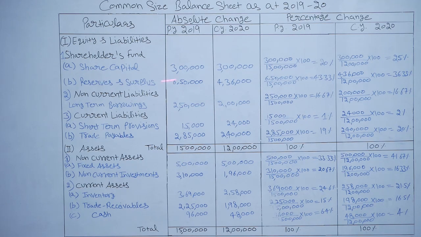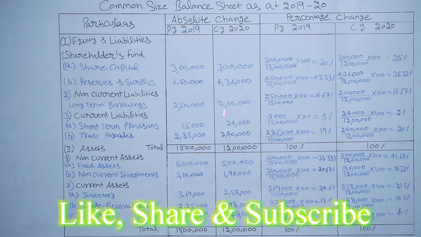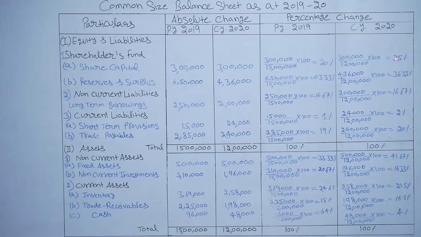So share capital 3 lakh for previous year, total item is 15 lakh for previous year, into 100 is equal to 20%. So here we did for previous year, so percentage change is equal to 20% for previous year. Now we are doing for current year. So current year share capital is 3 lakh, divided by total of current year, 12 lakh, into 100 is equal to 25%. So 25% is the percentage change for current year.